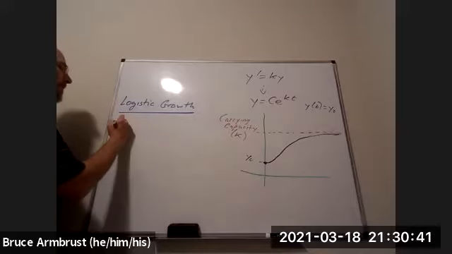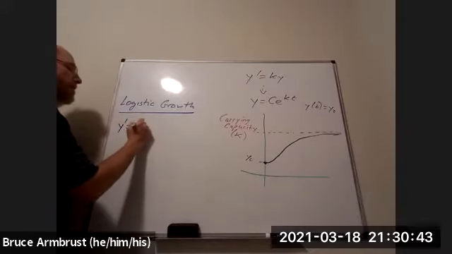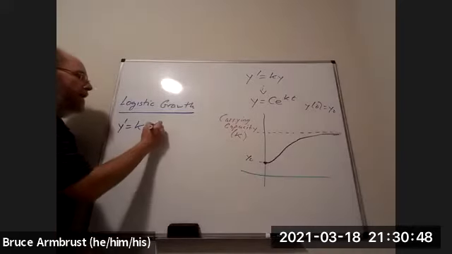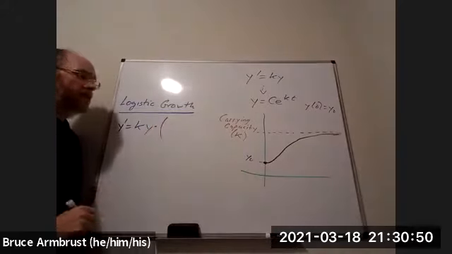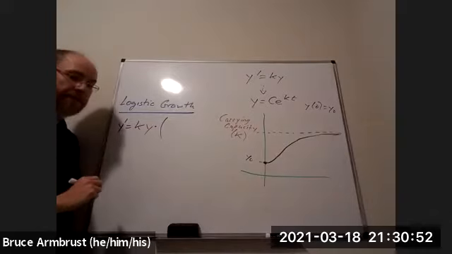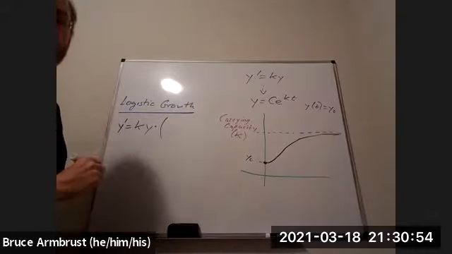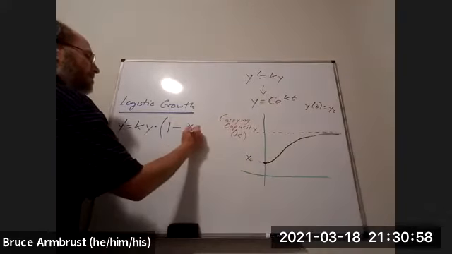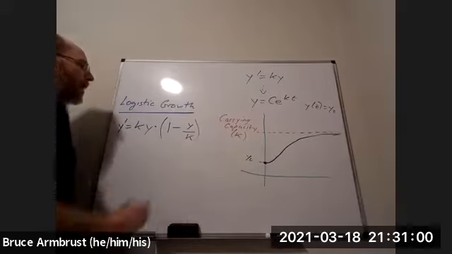All right, so here's how we're going to build this. We're going to go ahead and start with k times y. That's going to give us our exponential growth. But now we're going to multiply by another factor. And that factor is going to be 1 minus y over k.